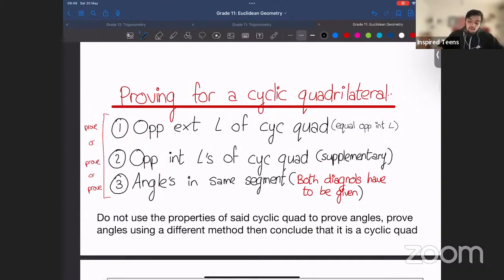In the second one, opposite angles of a cyclic quad, if we can prove that 2 angles opposite each other in a quadrilateral are supplementary, meaning they add up to 180, then it is a cyclic quadrilateral. Then number 3, angles in the same segment. If we can prove that 2 angles in the same segment are equal, then this is a cyclic quadrilateral. Just keep in mind for the last one, this is a hint: both diagonals have to be given. If both diagonals are not given, you cannot use 3, and then you only have 2 options. It makes your life easier.